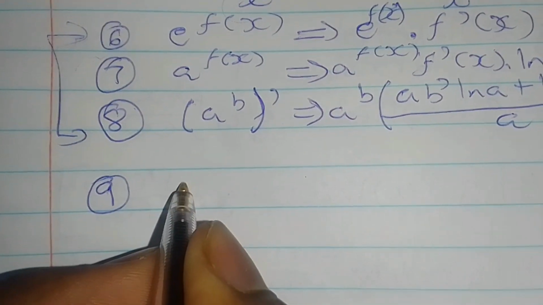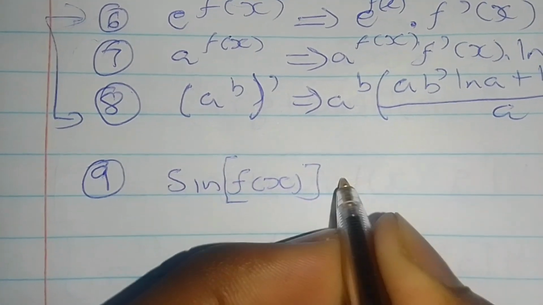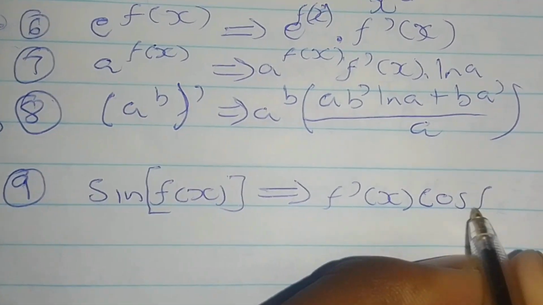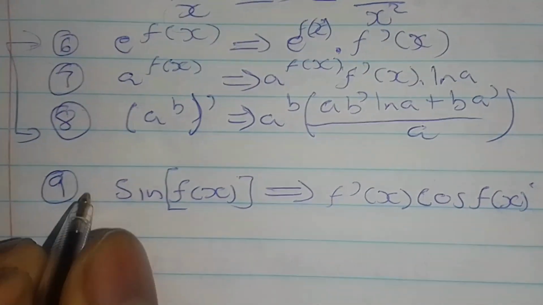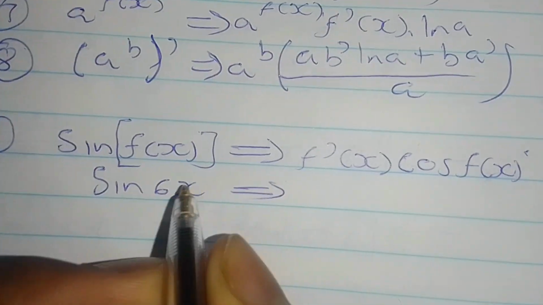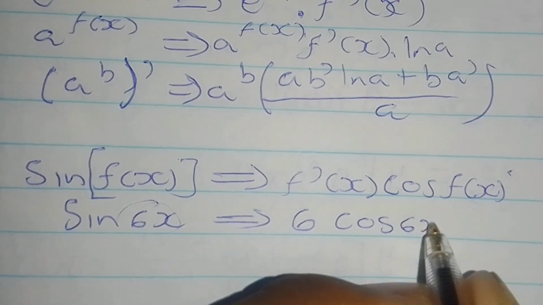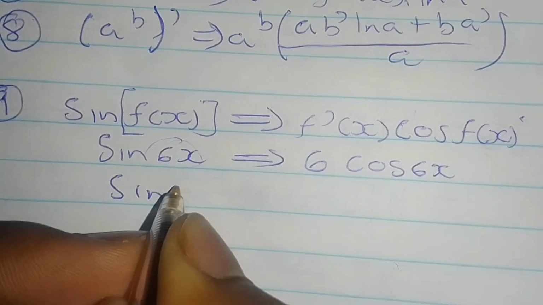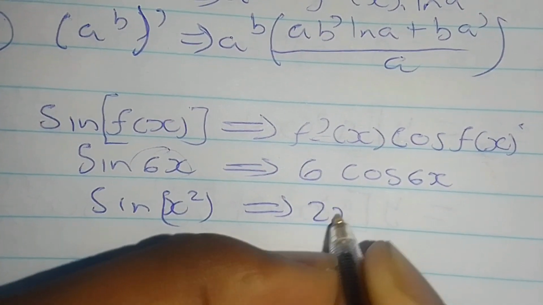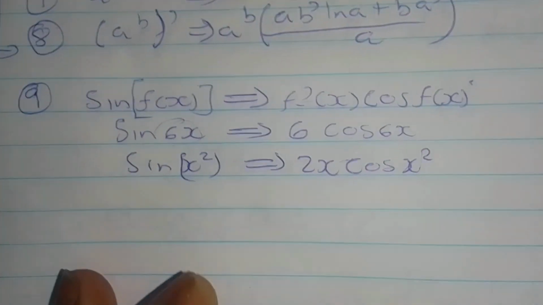The other ones include having sine of a function, sine f of x. The derivative of this is going to be f prime multiplied by cos f of x. What this means is that if you're deriving sine 6x, you derive 6x, which is 6, and you multiply by cos of what's inside, which is 6x. If you have sine of x squared, you derive x squared, which is 2x, and you have cos of x squared. That's what this means.